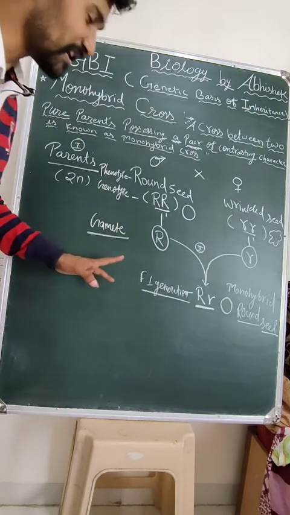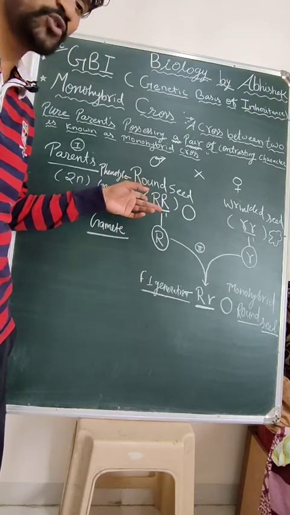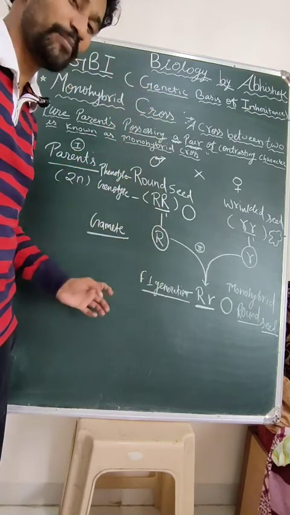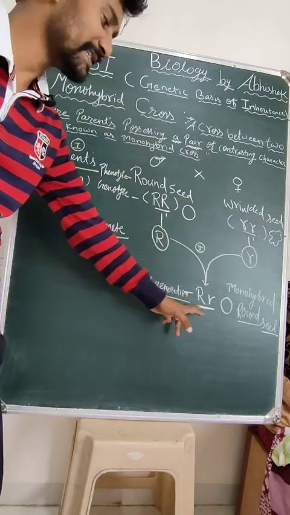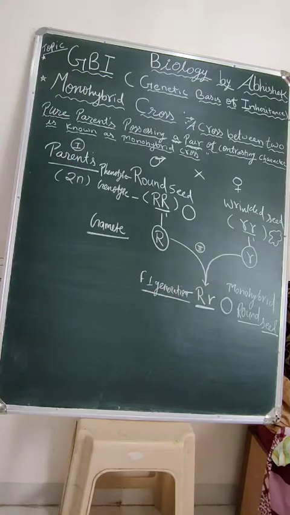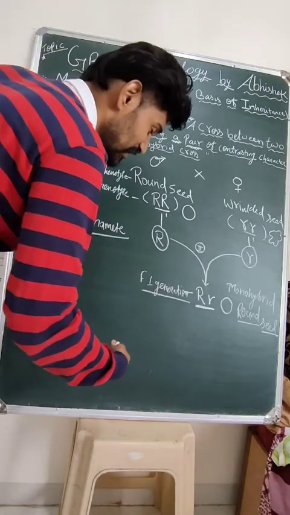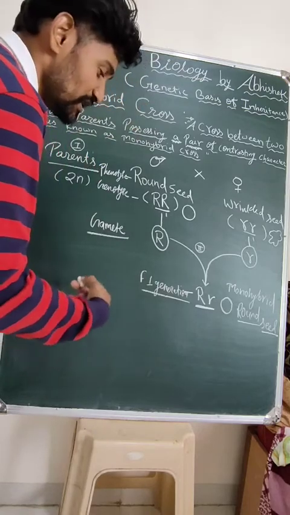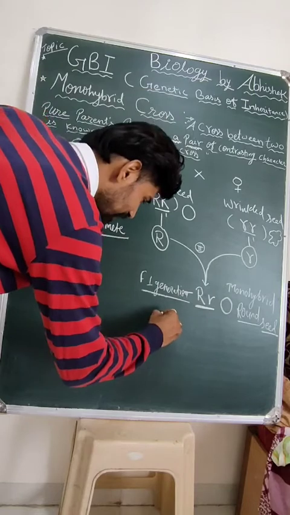So humne jo pehle 7 contrasting characters liye the, usme humne kaha tha round is dominant. Why we say dominant? Because it appears all F1 consist of round seeds. So when F1 undergoes, ab yahan pe hum third stage ke liye ja rahe hai, that third stage is selfing of F1 generation. So selfing jab hum kar rahe hai, to hume kya mila hai?